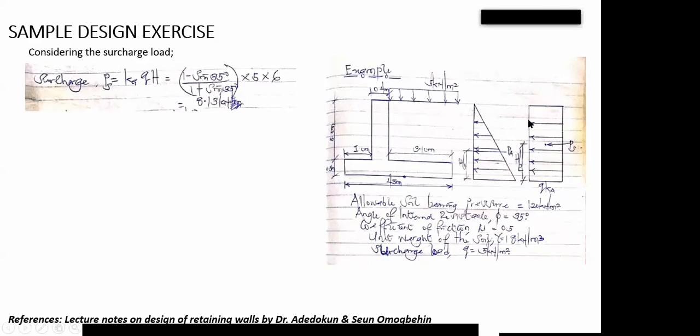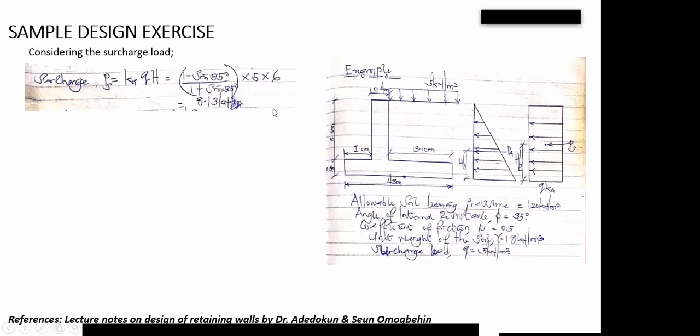Unlike your active earth pressure, where you have Z and not H in the formula. Z means that at this particular point, your pressure will be different from that at another point. But for your surcharge, the formula is just to substitute your unit weight. Our active earth pressure is Ka gamma H, so change the unit weight to Q. Your Q is given in the question as 5. We've gotten K as 1 minus sine 35 over 1 plus sine 35, then times 5 times 6. Then you get 8.13 kilonewton.